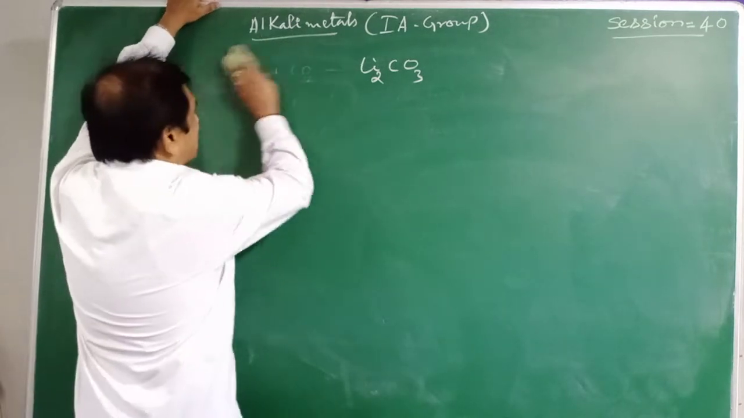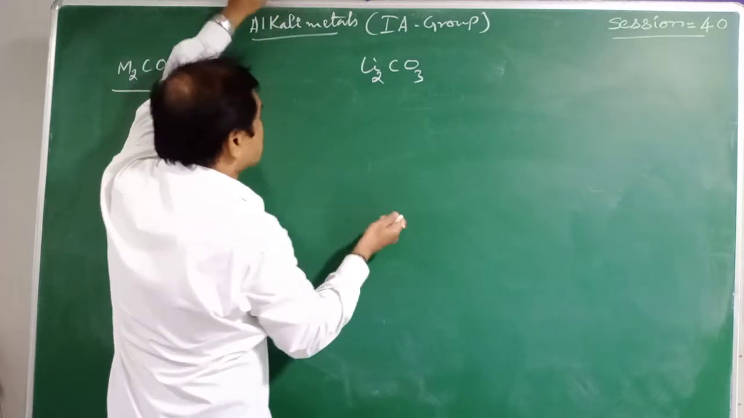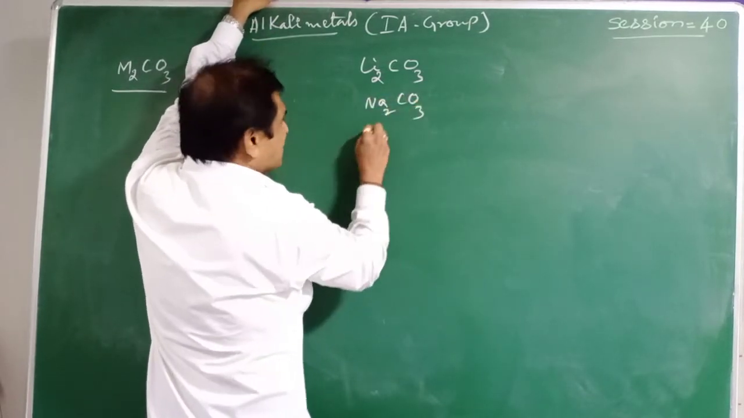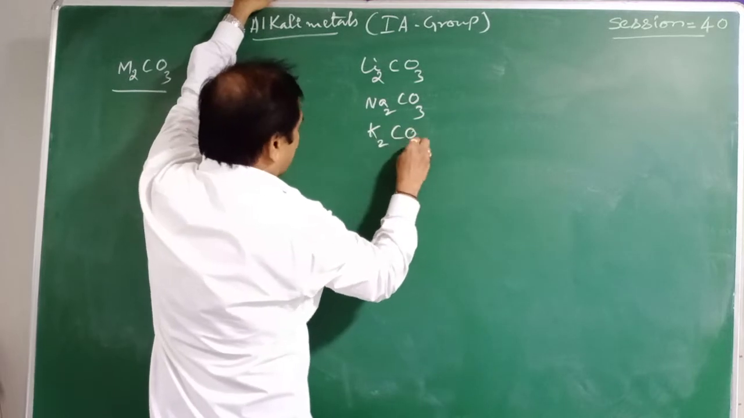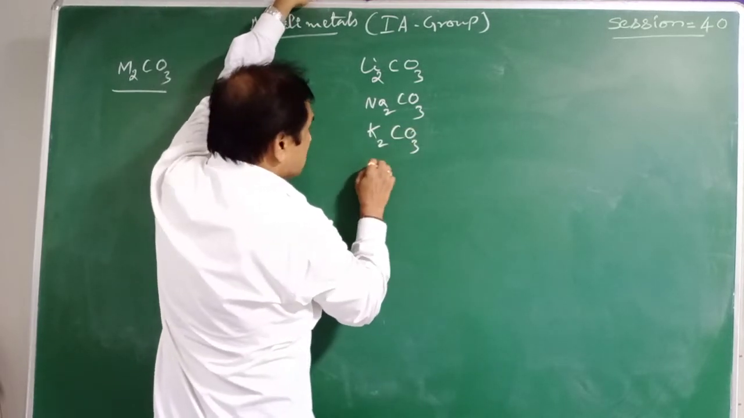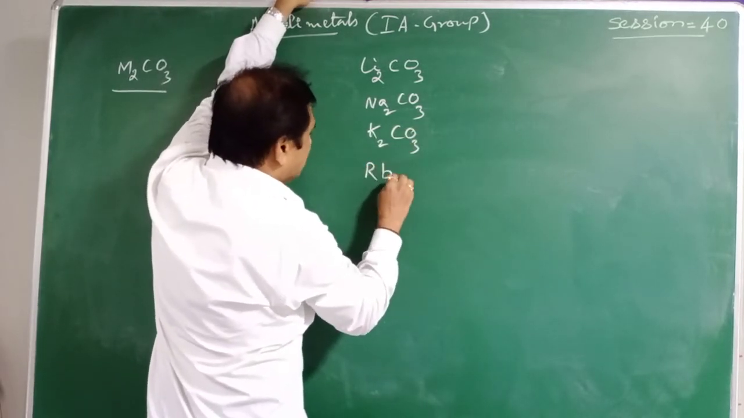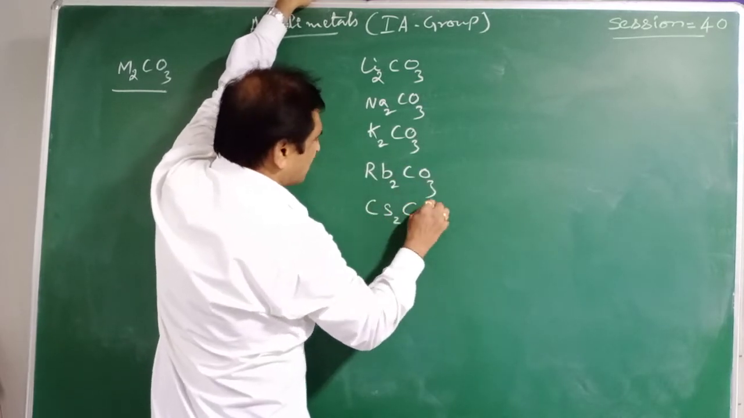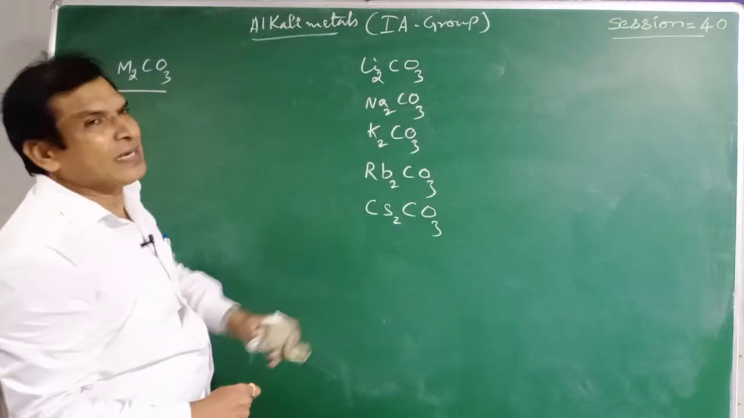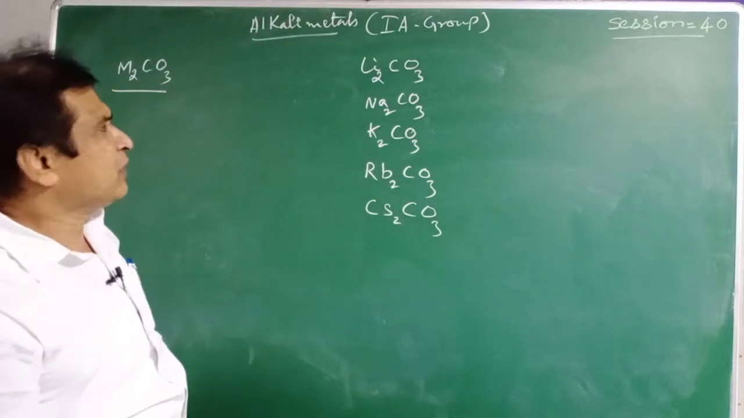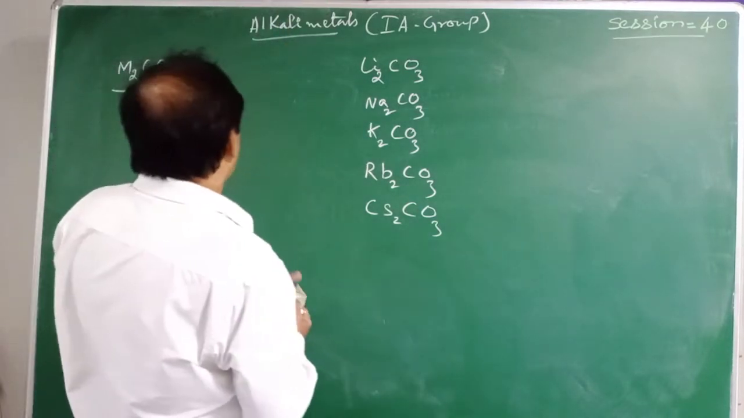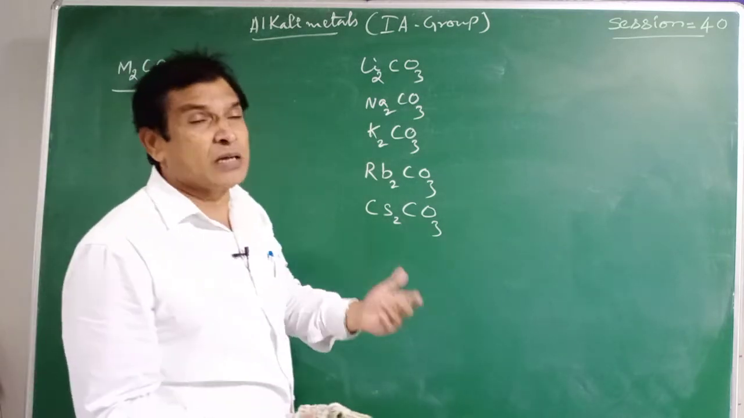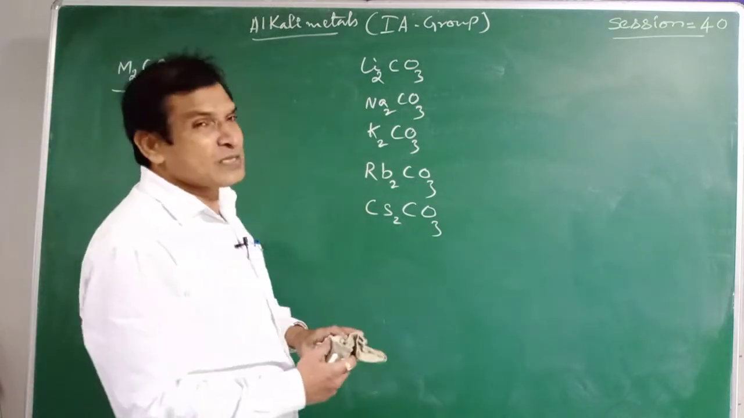Lithium carbonate. Next one, sodium carbonate, Na2CO3. Potassium carbonate, K2CO3. Rubidium carbonate, Rb2CO3. Then cesium carbonate, Cs2CO3. So these are all carbonates of alkali metals. Alkali metals can form carbonates of the M2CO3 formula type. So these are all the formulas of carbonates.